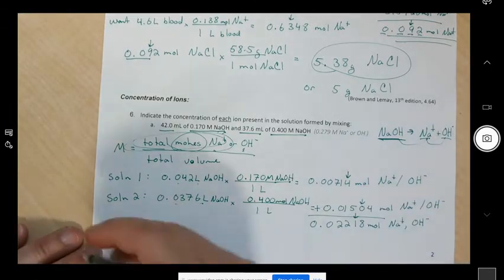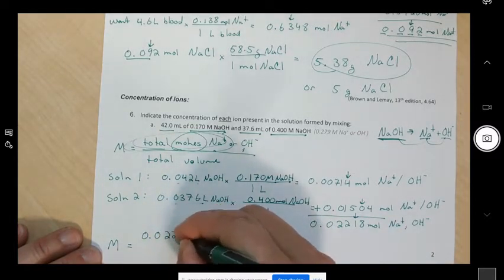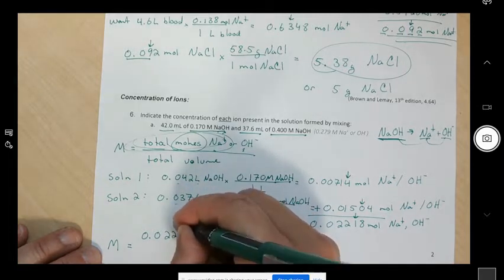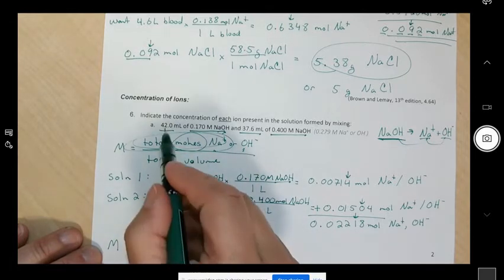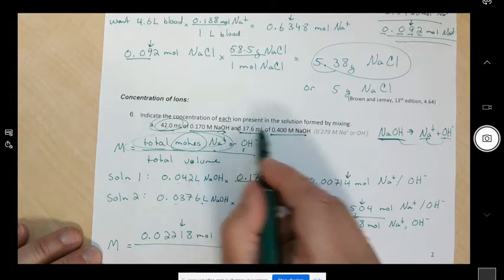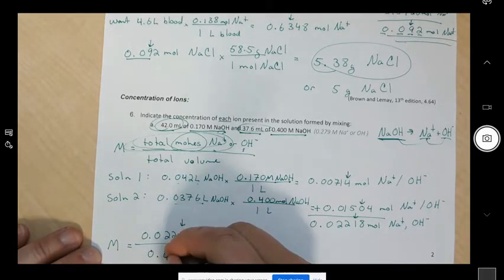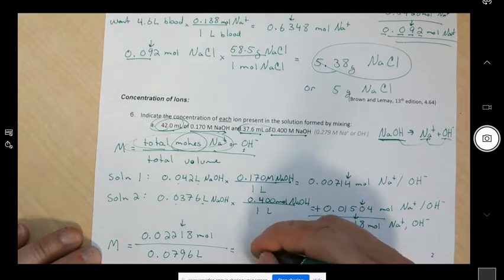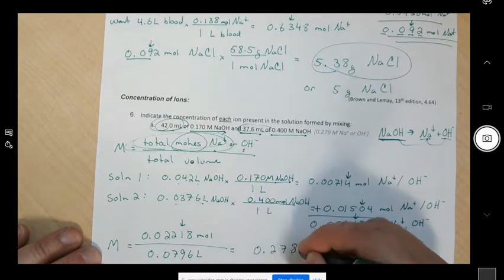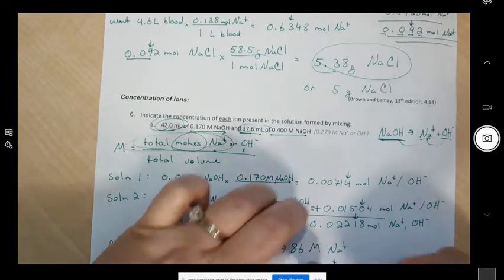I'm not done yet, because to solve for molarity, I need my total moles, which is 0.02218 moles, there's my last sig fig, over my volume. Now my total volume is my 42 milliliters plus my 37.6 milliliters, but in liters. When I add that together, I end up with 0.0796 liters. Divide that out, we get 0.2786 molar concentration of Na+ and the same for OH-.